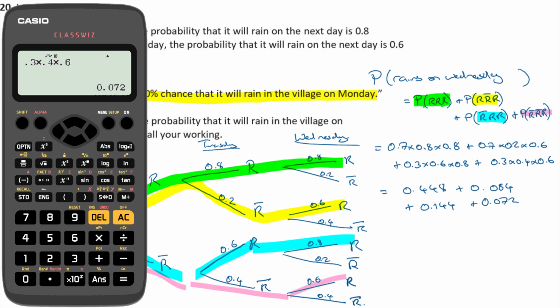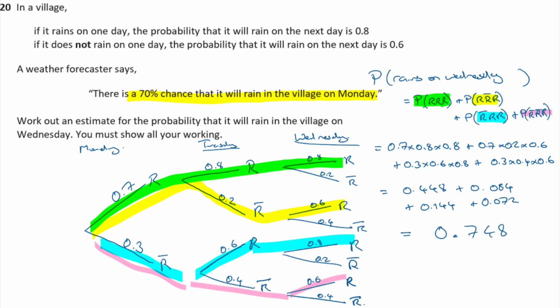Okay, so then I need to add all those together then to find the total probability. So what are all those added together? So 0.072 plus 0.144 plus 0.084 plus 0.448. I make that 0.748. So the probability is 0.748. Okay. So a bit long that one, but we got there in the end, didn't we?